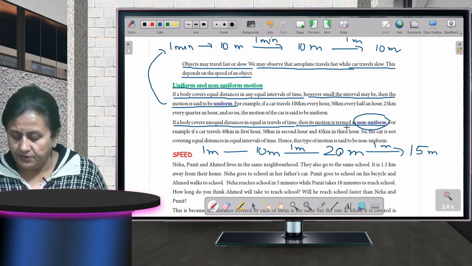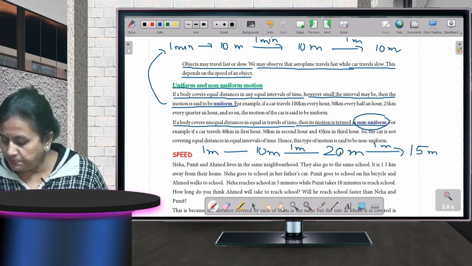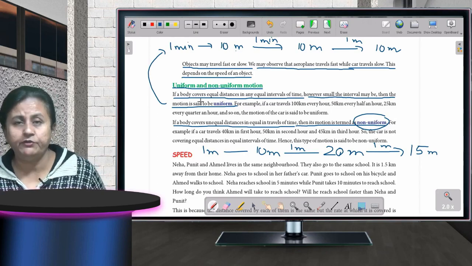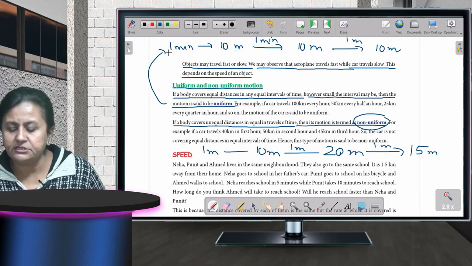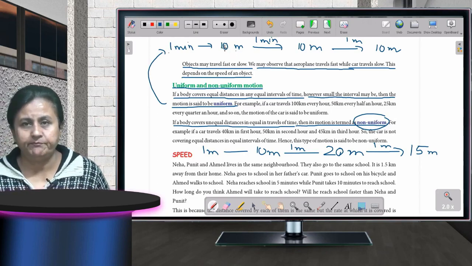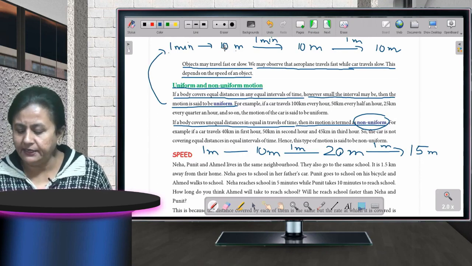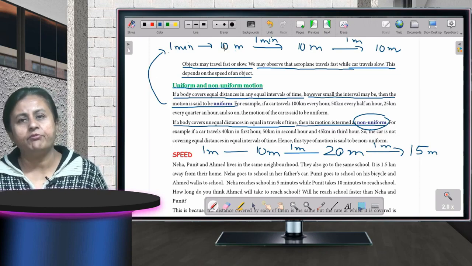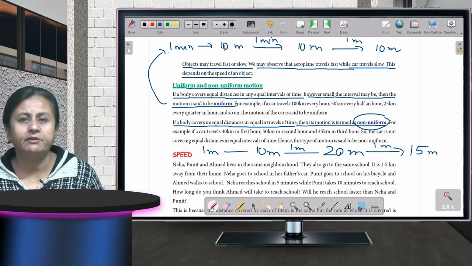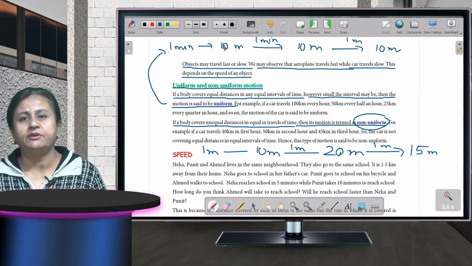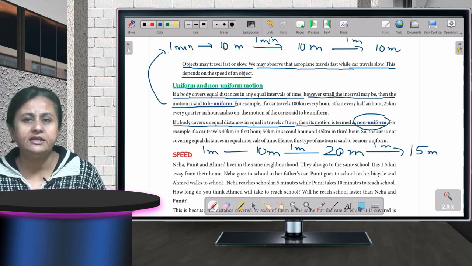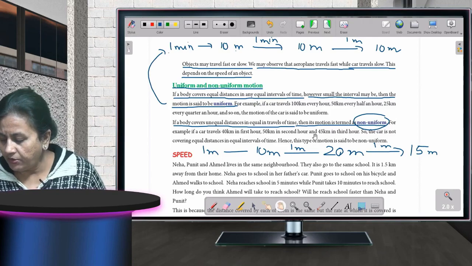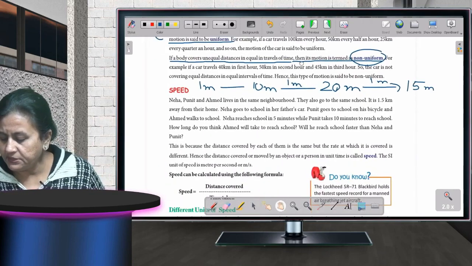Okay. Now, I hope you have understood uniform and non-uniform. In uniform, the distance and time are always the same, every minute. But in non-uniform motion, sometimes I'm slow, sometimes I'm fast, sometimes I'm covering more distance, and sometimes less distance. Okay, fine. Now, the next topic is speed.